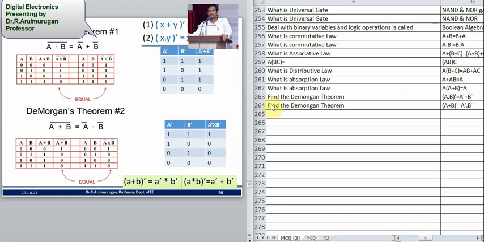So these are De Morgan theorems. This is a proof of the De Morgan theorems, and in this tabulation you can look at the proof. A B is a two input, 0 0. Okay, you can look at this table: 0 0, 0 1, 1 0, 1 1 for A B.